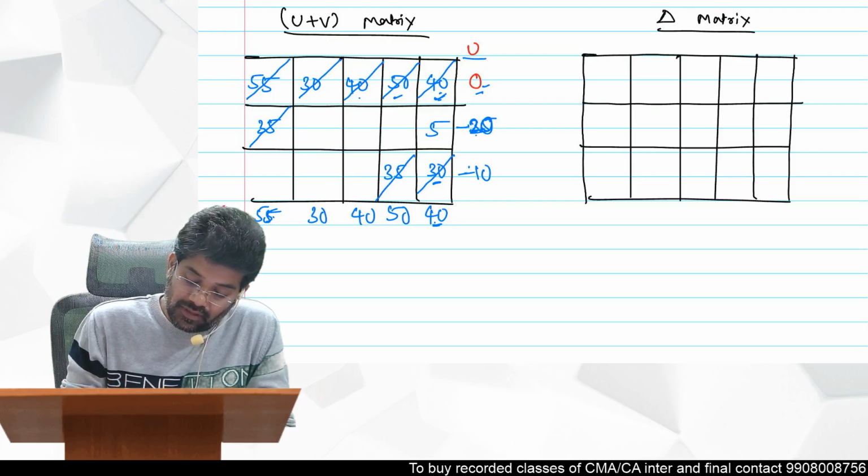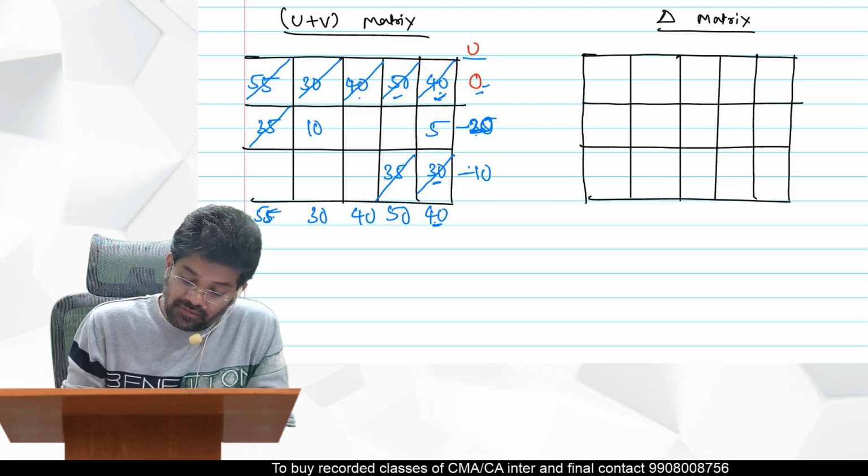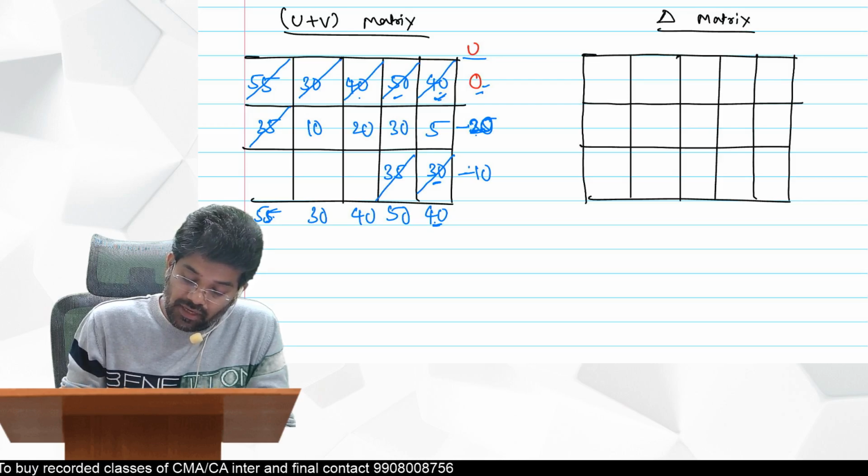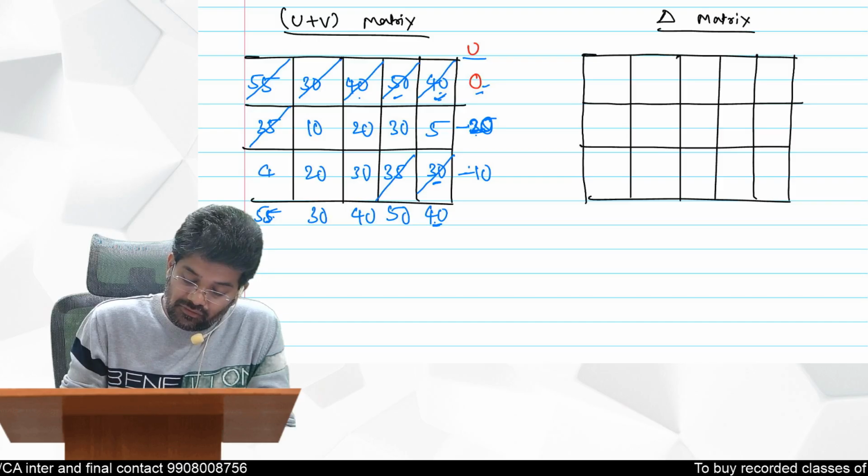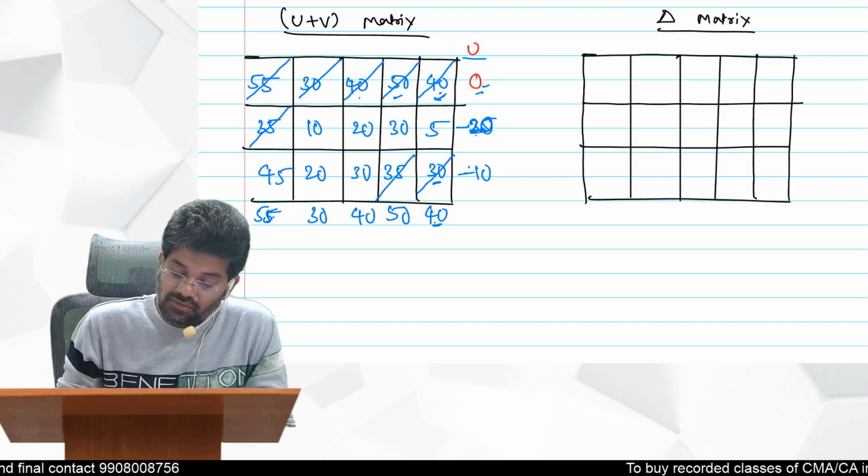Now minus 20 plus 30, this is positive 10. Minus 20 plus 40, positive 20. 50 minus 20, 30. Then 40 minus 10, 30. 30 minus 10, 20. 55 minus 10, 45. So I got u plus v values.